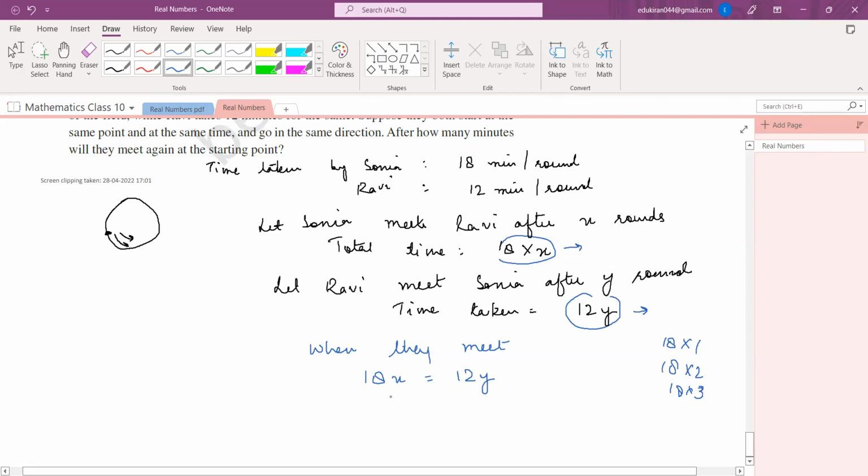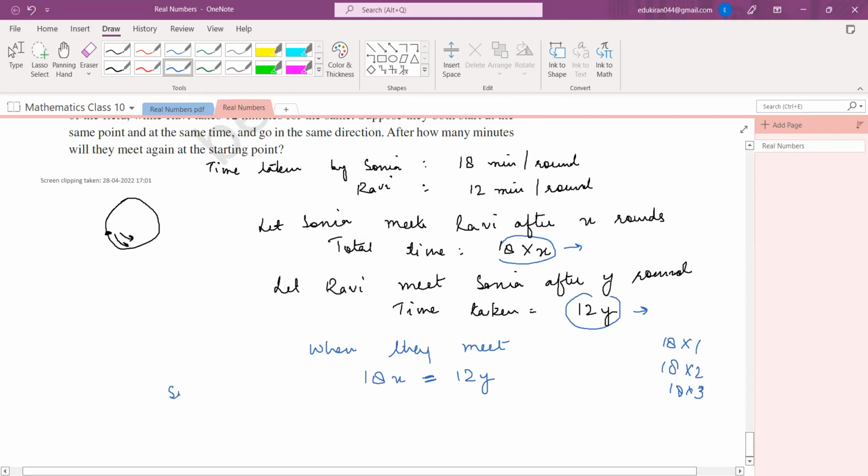But we have to find the minimum time at which they are meeting. I mean, the first time they are meeting. They might meet again after that also, right? In the second, at some other time. But we are calculating the minimum time they are meeting. So that is why we have to find the least common factor of 18 and 12. I mean, there should be the least number which, when multiplied with x and y, will give you the minimum time at which Sonia and Ravi meet.